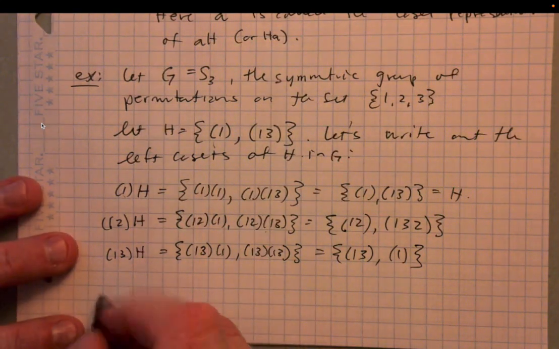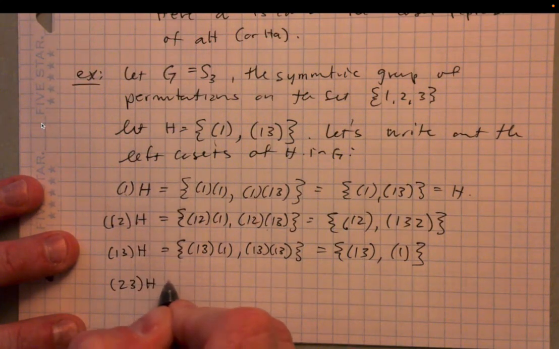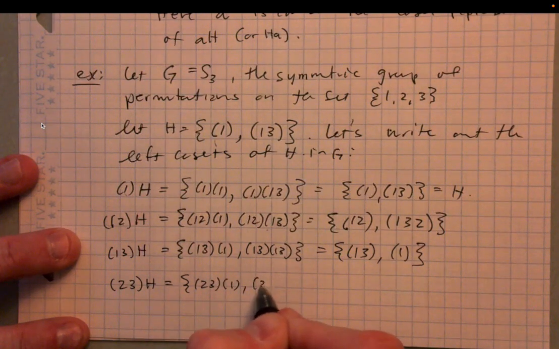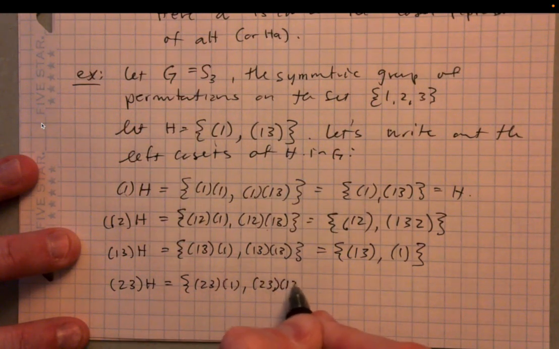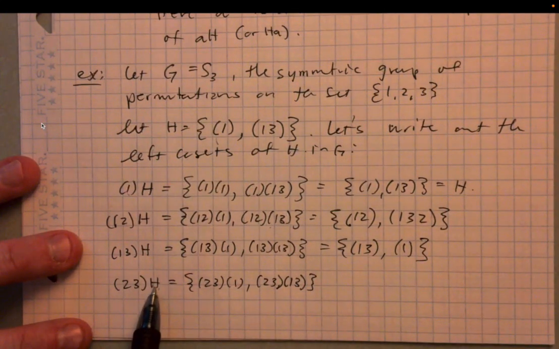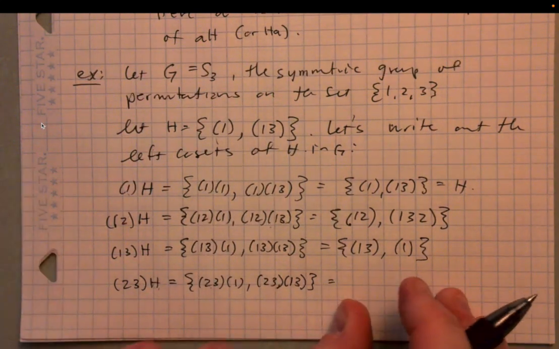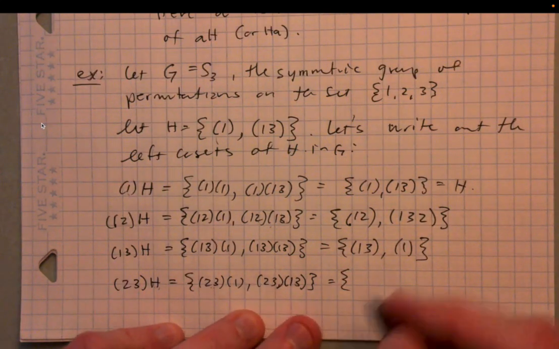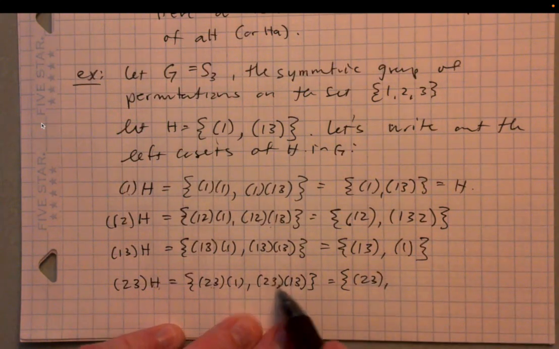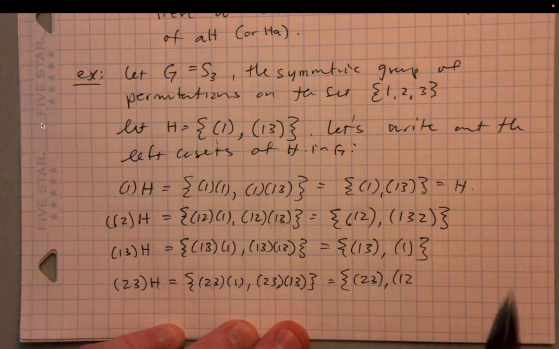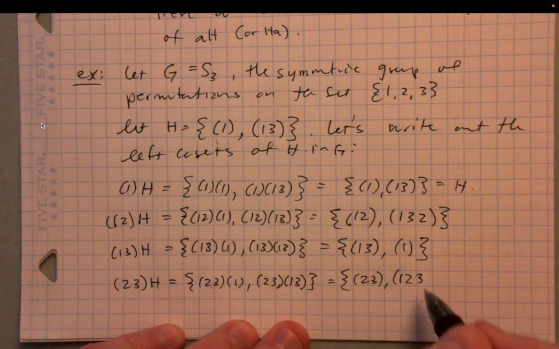Let's try one more. We'll do 2, 3. Okay, so you get the 2, 3 times 1, and then 2, 3 times 1, 3. Again, just taking this element 2, 3 times all of the elements in H. H is 1 and H is 1, 3. Right, so that's what we're doing. And so this one here resolves down to just 2, 3. And this one over here resolves down to 1 comes in, it goes to 3, which goes to 2. And then 2 comes in, it goes to 3. And 3 comes in, it goes back to 1.